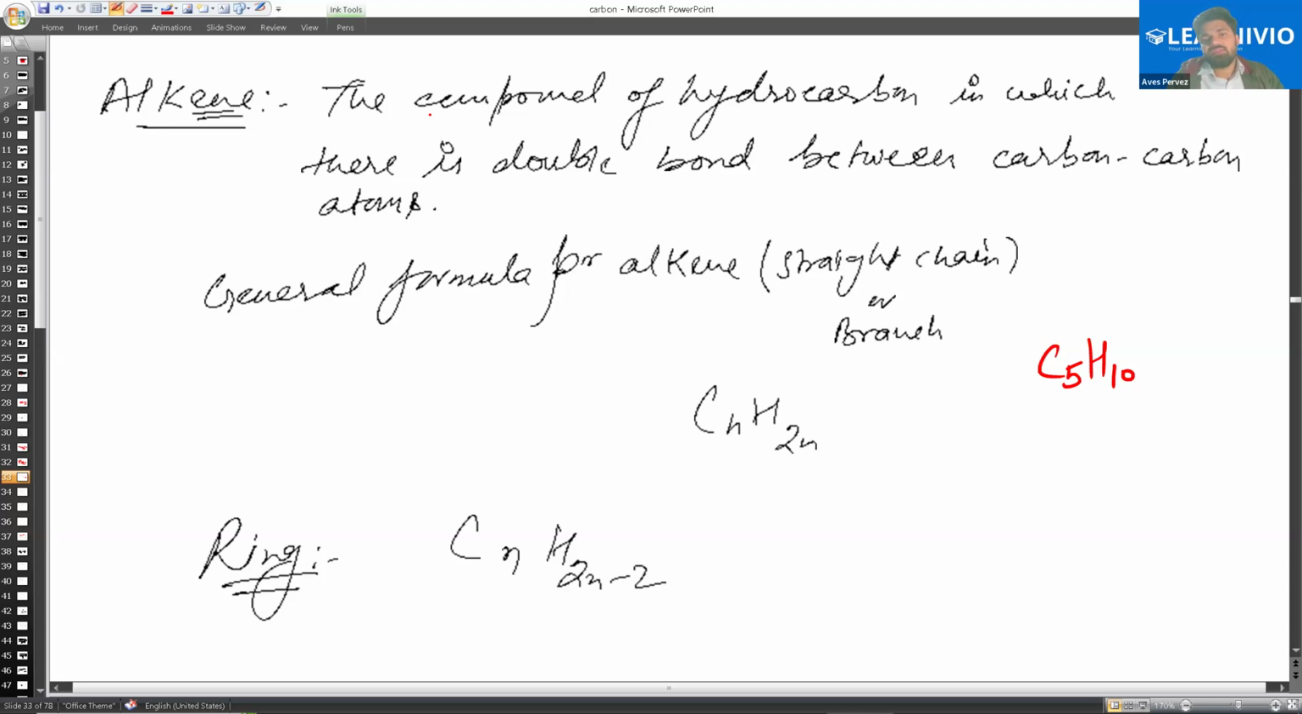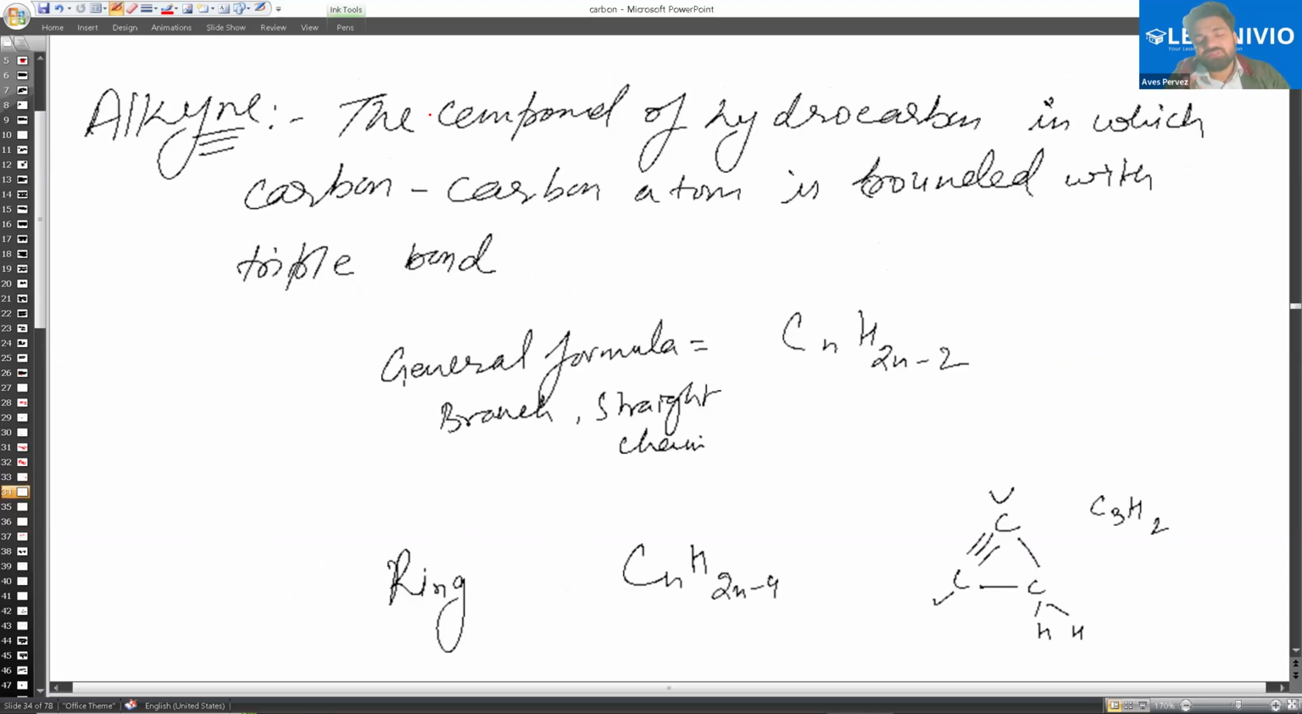Next is alkyne. Alkynes are hydrocarbons in which there is a triple bond between any two carbon atoms. So we use YNE for the alkyne. Note it down. The general formula for a straight chain is CnH2n-2. That is the same for the alkene ring. So you have to keep this in mind.